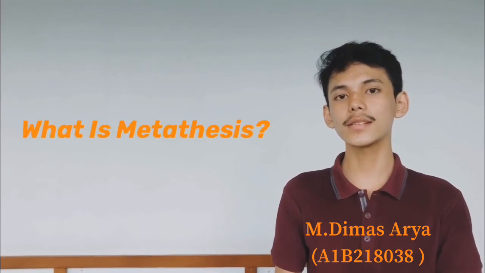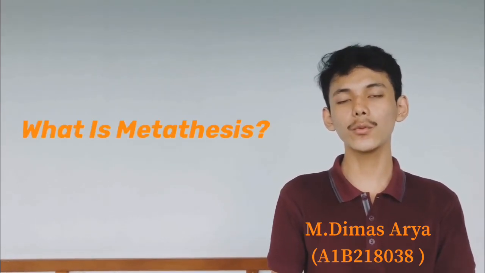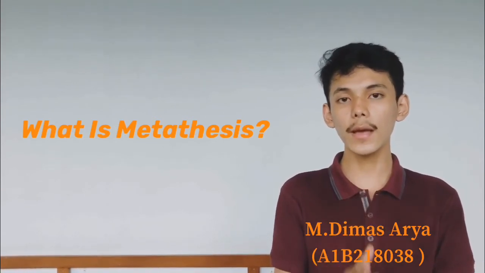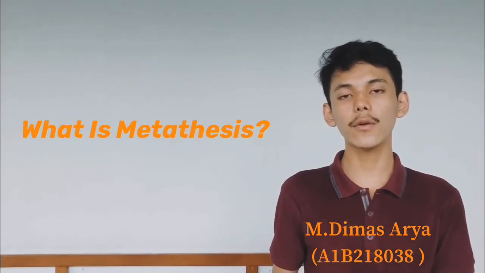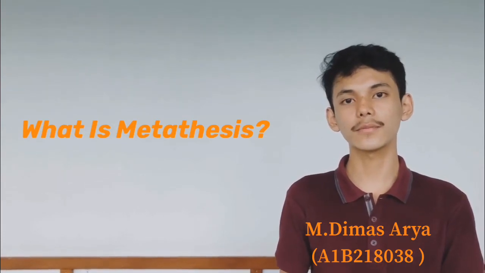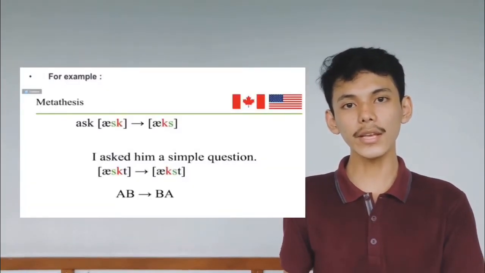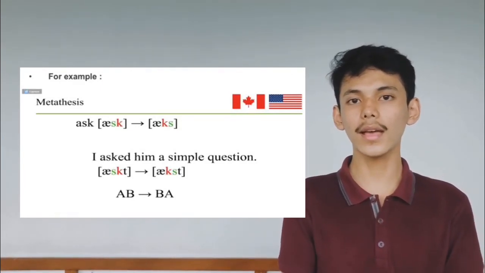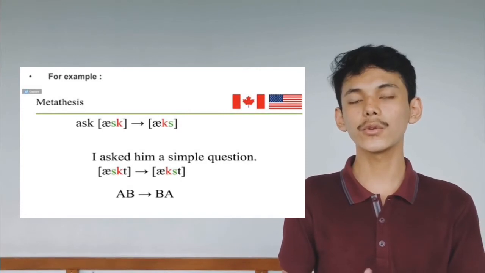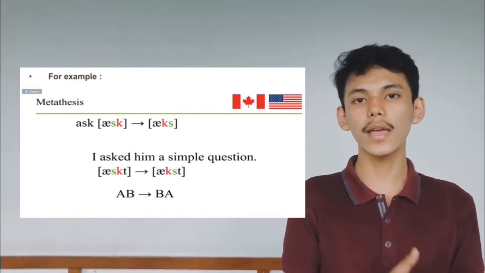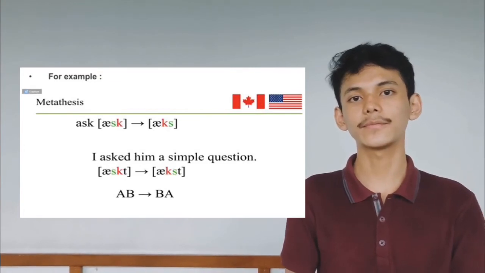What is metathesis? Metathesis is a situation in which adjacent sounds change position in the word. It happens when two sounds switch places, i.e. when they are transposed. For example, in English we have the word ask, but you might have also heard "aks" in some dialects. So you can see that two consonants have switched places, from the structure AB to BA.